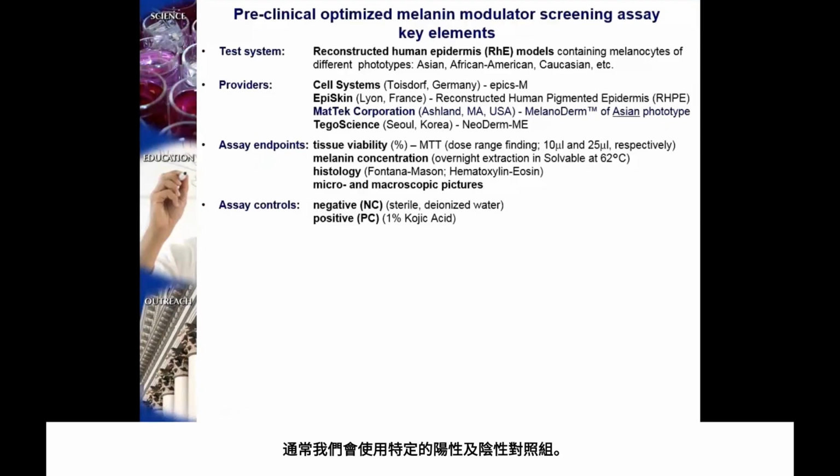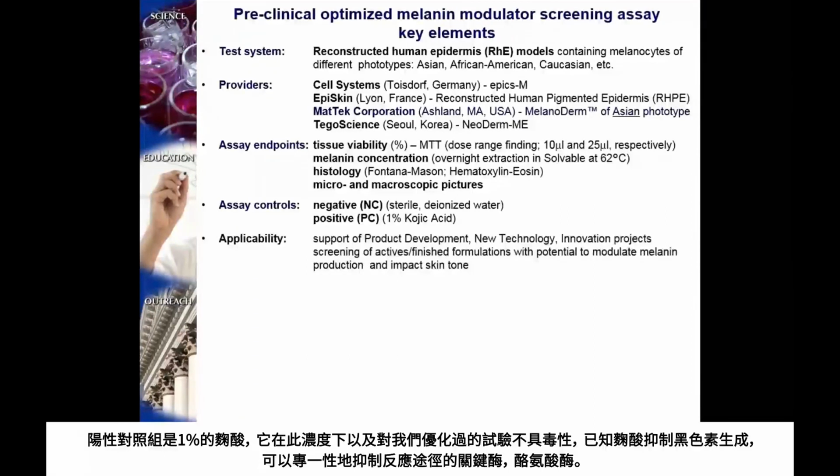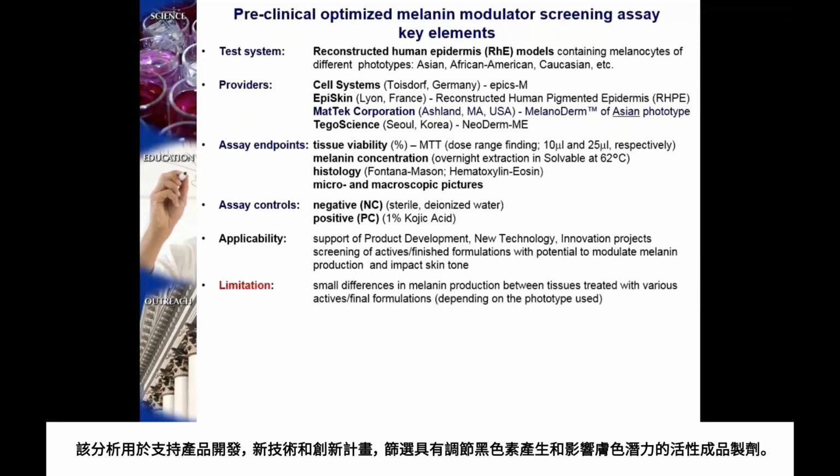In general, we use specific negative and positive control. The positive control is 1% kojic acid, which is not toxic at this concentration, and for the assay we optimize, and is known to be an inhibitor of the melanin production, specifically of the tyrosinase, which is the key enzyme of the pathway. The assay is used in support of product development, new technology, and innovation projects for screening of active finished formulations with potential to modulate melanin production and impact skin tone.